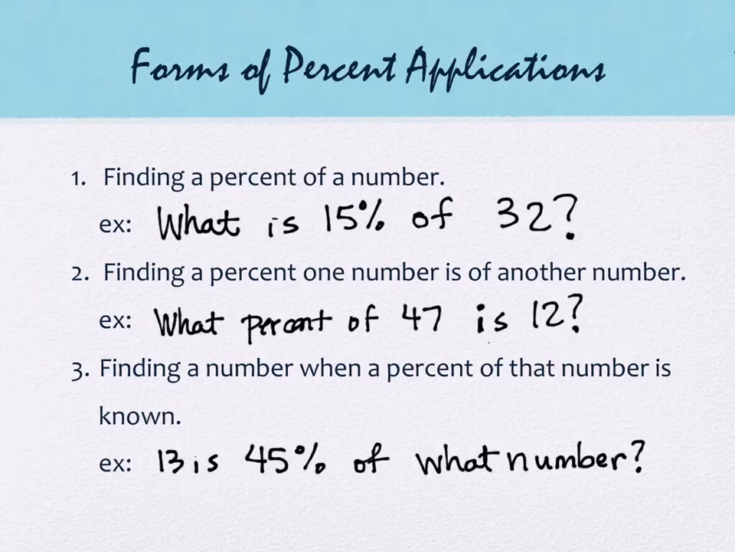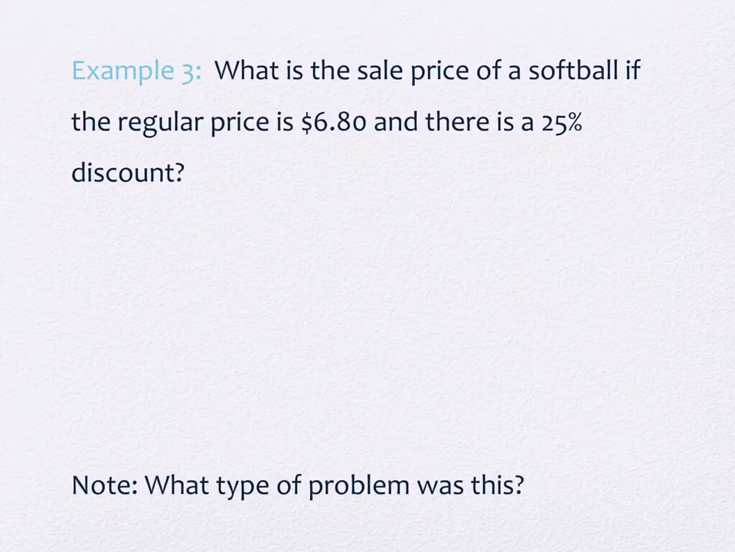Which of these example types, or forms, am I actually dealing with? Okay, so let's take a look at, hopefully we can get through at least these 3 examples, and then that's a good stopping spot. So the question says, what is the sale price of a softball if the regular price is $6.80 and there is a 25% discount?